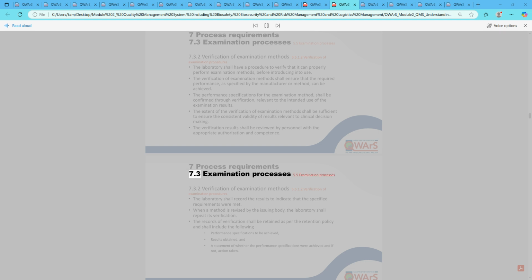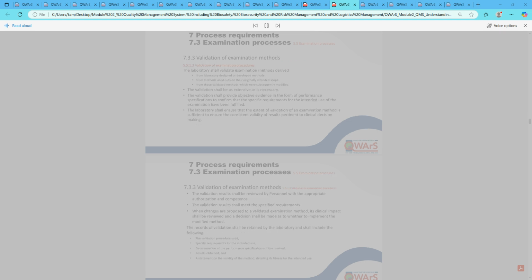7 Process requirements, 7.3 Examination processes, 5.5 Examination processes. 7.3.2 Verification of examination methods, 5.5.1.2 Verification of examination procedures. The laboratory shall record the results to indicate that the specified requirements were met. When a method is revised by the issuing body, the laboratory shall repeat its verification. The records of verification shall be retained as per the retention policy and shall include the following: performance specifications to be achieved, results obtained, and a statement of whether the performance specifications were achieved and, if not, action taken.